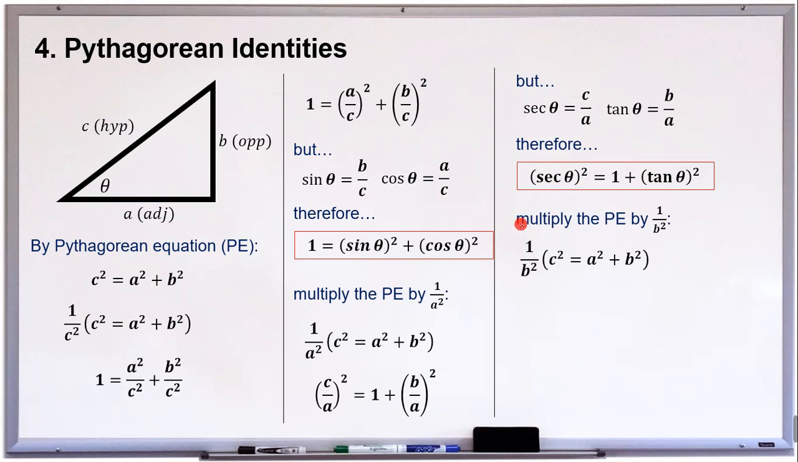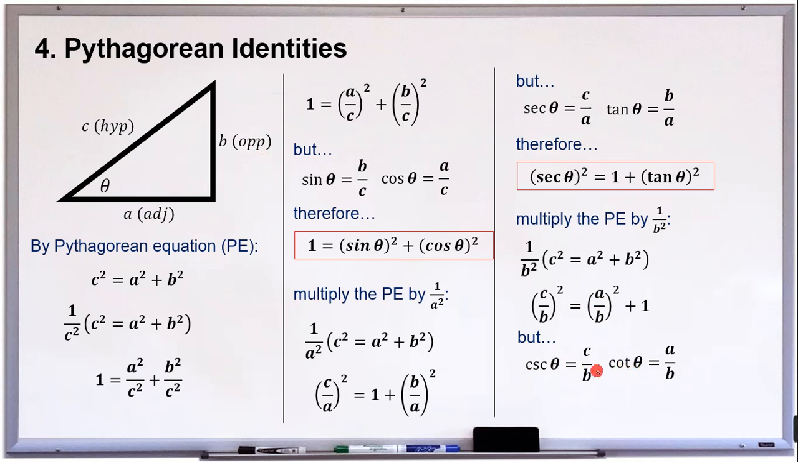And lastly, going back to our Pythagorean equation, if we multiply the equation by 1 over b squared, the equation becomes (c over b) squared is equal to (a over b) squared plus 1. And if we use these two trigonometric ratios, we know that c over b, if we refer to our right triangle, is hypotenuse over the opposite. That will give us the cosecant of theta. And the ratio of a over b, that is the adjacent over the opposite, gives us the cotangent of theta.